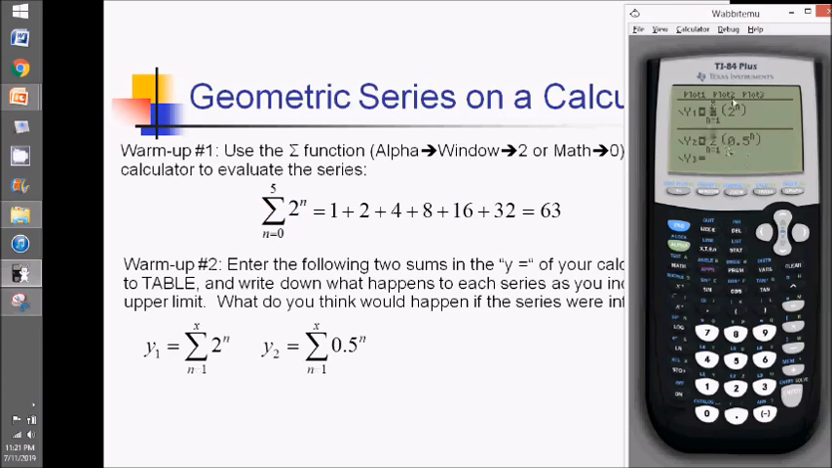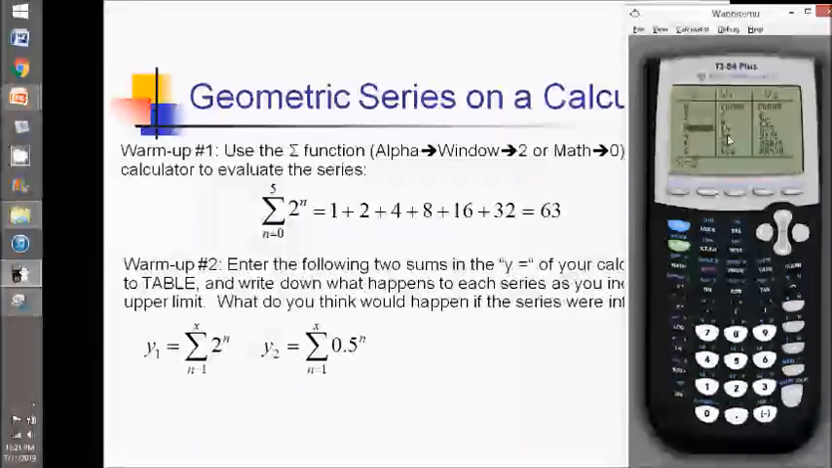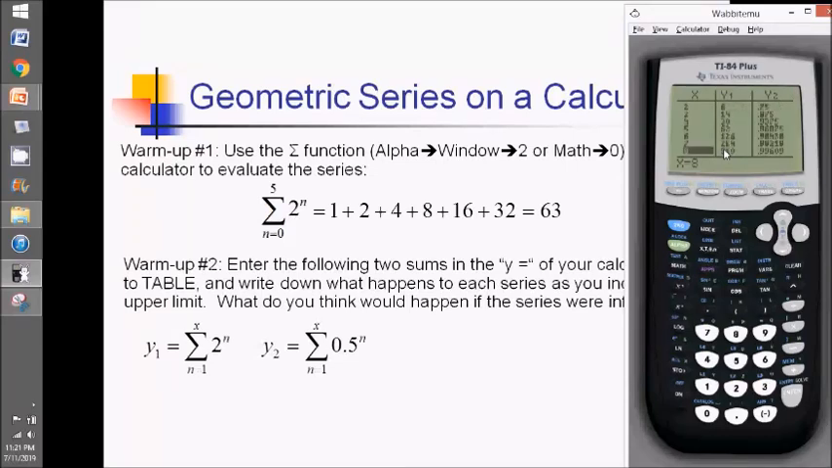So if you want, you can also follow along in my calculator. Here's what I set up in my y equals, and now I'm going to go to second table, and I'm starting with a table initial value of 0, and then we're going up by 1s. So here's the first one that has the 2 to the n. Here's the second one that has the 0.5 to the n. And as we increase there, we see that both of these sums are getting bigger and bigger, which we would expect because these are all positive numbers that are getting added together. And as we keep going, we see that although this second one is getting bigger, it's not getting bigger as fast as the first one.